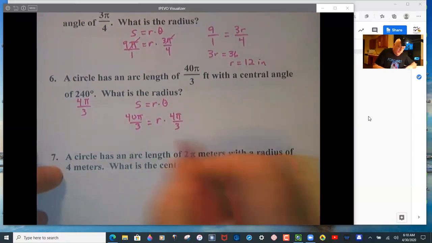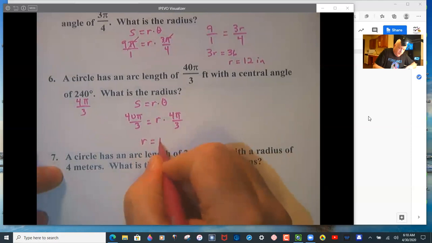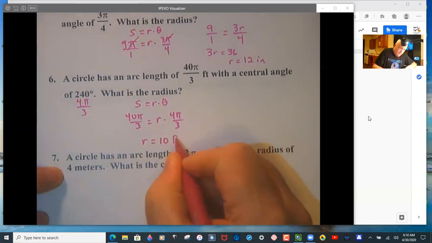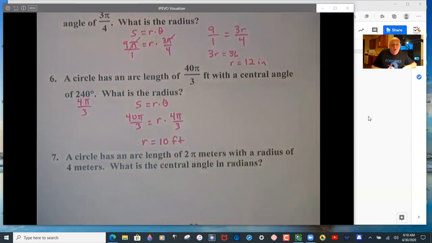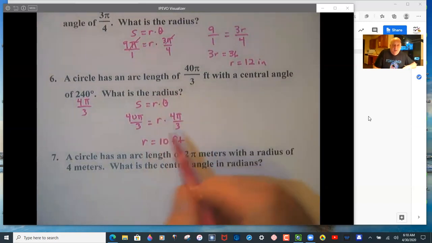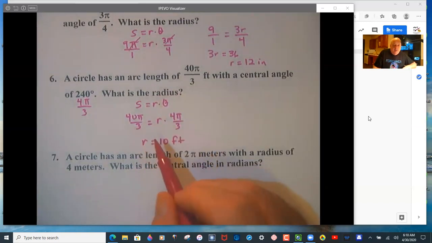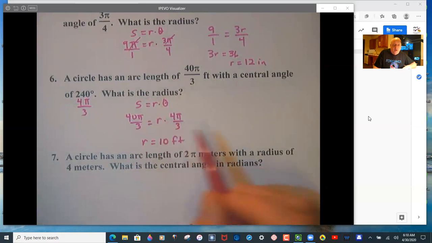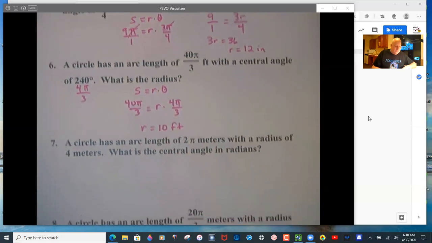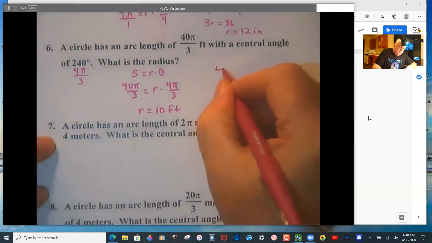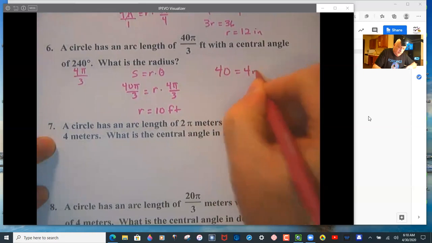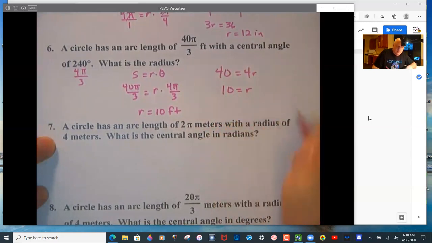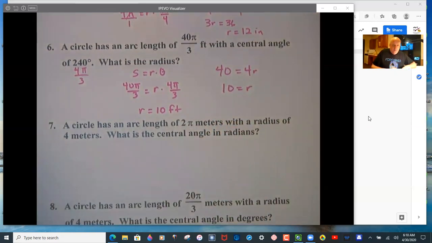And if that's what you want to do, fine. Other than that, you would have to cancel the pi's out. You can multiply by 3 on both sides. You'd have 4r equals 40. If you wanted to look at it that way, and then r would be 10. I'll write that down just so we're doing a little work.